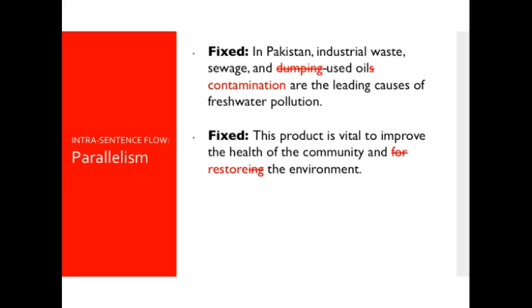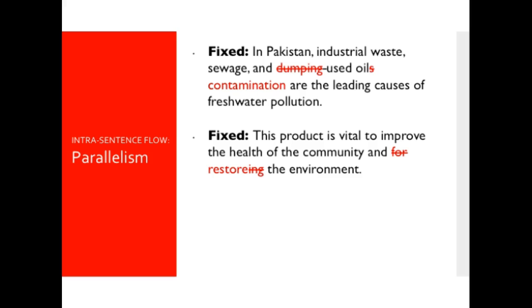So there are, of course, always multiple ways to correct an incorrect sentence, but this is one way to restore parallelism in these sentences. The first, in Pakistan, industrial waste, sewage, and used oil contamination are the leading causes of freshwater pollution. So the problem with this originally was that our first two items in the list were nouns or compound nouns, industrial waste and sewage, and the next one used a verb set up with a noun, so dumping instead of just a noun as the beginning part of that third item. So we corrected that by putting contamination after used oil to turn it into a compound noun like the others.